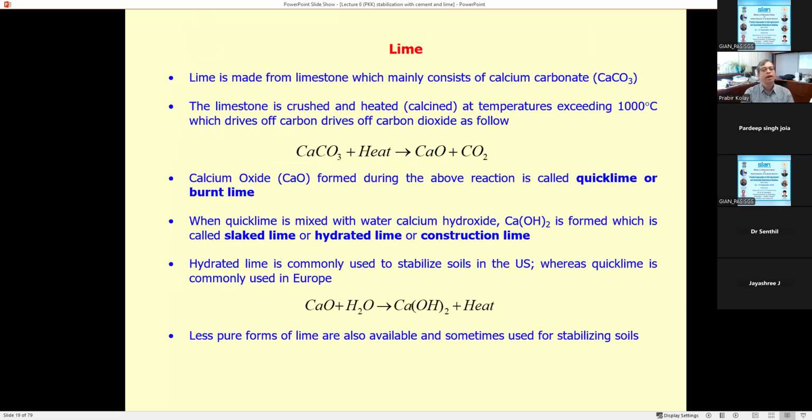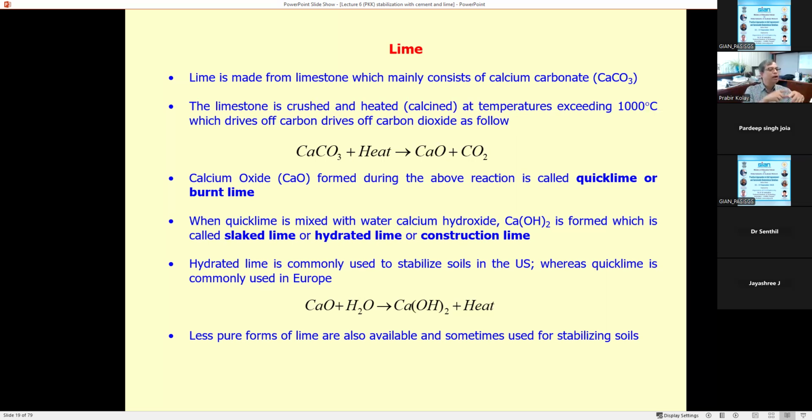Now again, what reactions take place? Lime is made from limestone, which consists of calcium carbonate. When we heat calcium carbonate, it forms CaO plus CO2, correct? Calcium oxide plus CO2. CaO formed during the reaction is called quicklime. That's why it's heated, and that's why it's also called burnt lime.